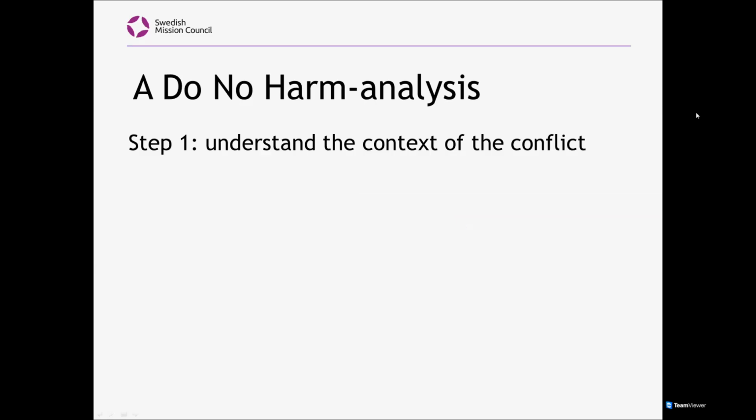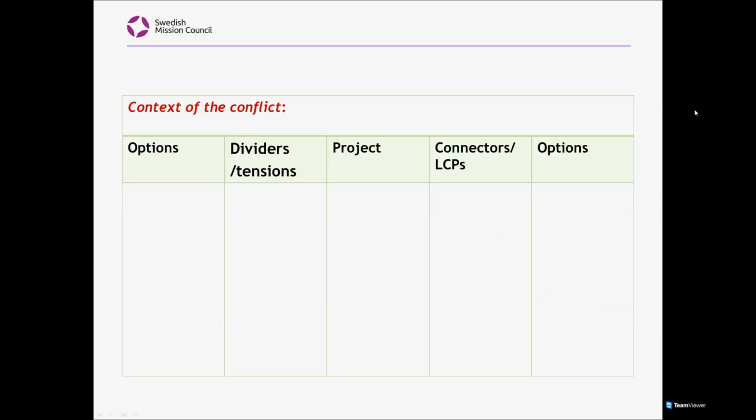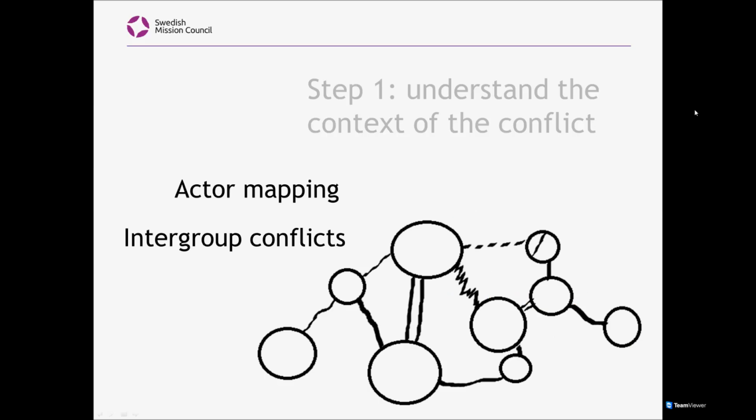The first of the 6 steps is to understand the context of conflict. Start with an actor mapping. Who are the key actors in the conflict and what are their relationships? Also identify which intergroup conflicts have caused violence or are dangerous and may escalate into violence.